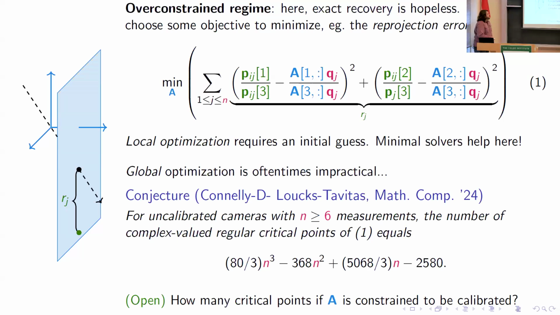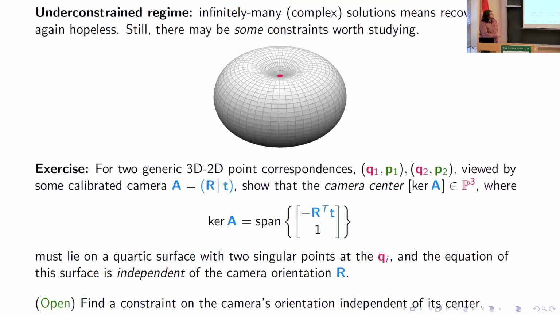Okay, right. So maybe you would want to know, in practice, people are using something like nonlinear least squares, Levenberg-Marquardt, to minimize this cost function, but it is a rational function, so maybe you can count critical points. And we do actually have a conjecture for this particular version of the problem where you have an uncalibrated camera matrix that's unknown and you're trying to fit it to n 3D-2D matches, how many complex critical points there are. And we really have no idea how to prove it. So you can check out my paper. This is joint with Aaron Connolly and Jesse Laux-Tavitas to learn more.